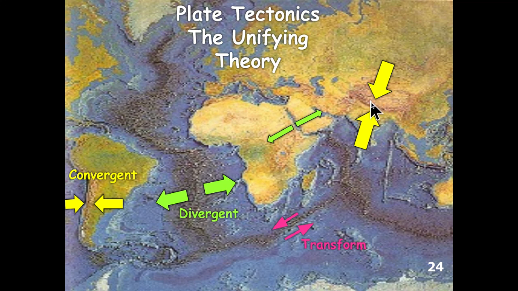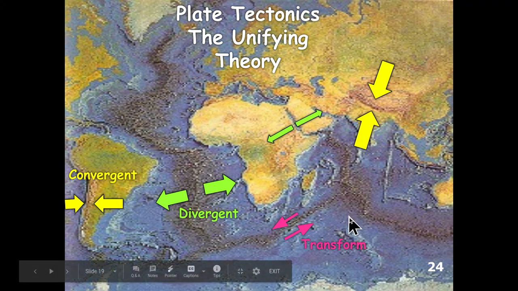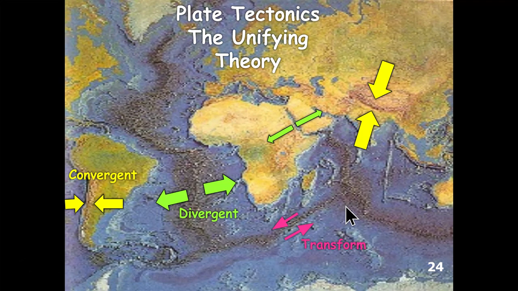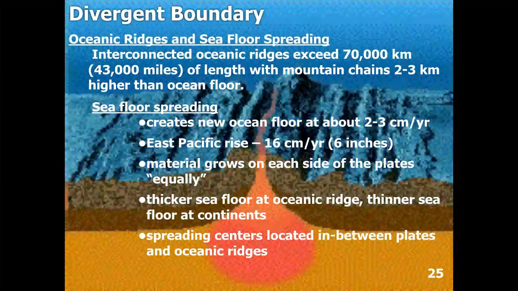And then what we're going to find out later about transform faults is about 95% of them exist on the ocean floor. And so as we progress through the discussion, I'll be showing you some diagrams and pictures of transform boundaries all along the ocean floor. So let's talk about the divergent boundary.